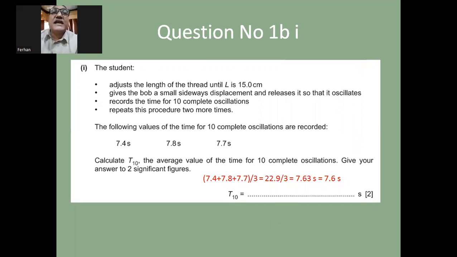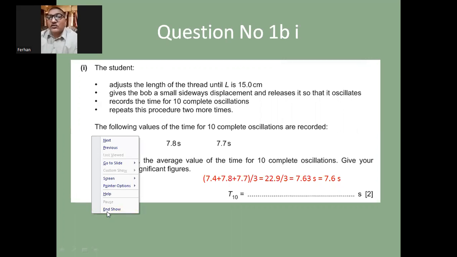If I write the answer in two significant figures, he said to give your answer to two significant figures. So 7.63 has 3 significant figures. If you want to write the answer in two significant figures, what we will do: 7 and then 6. These are two significant figures. After 6, there's 3, so just drop it. So you will have 7.6 seconds. That's the average time for 10 swings. I hope you understand.